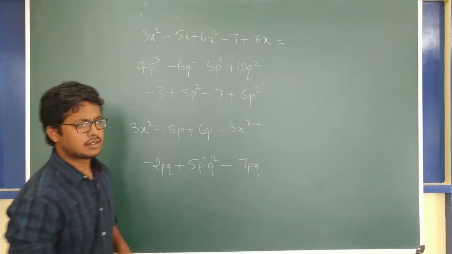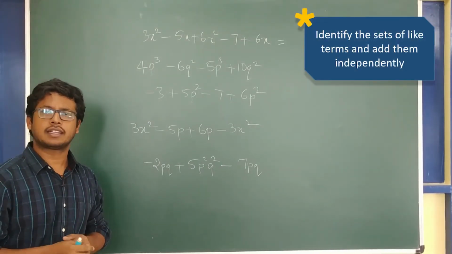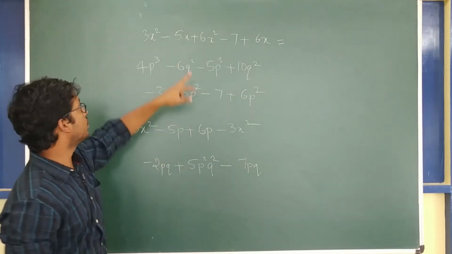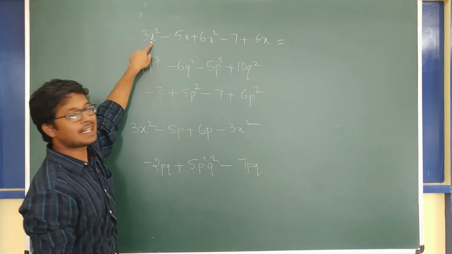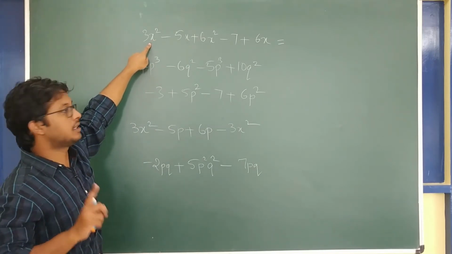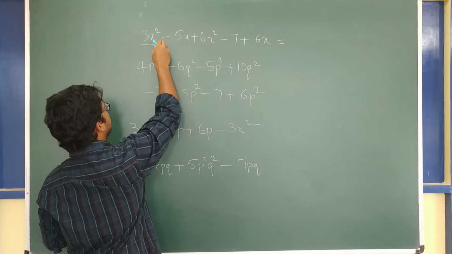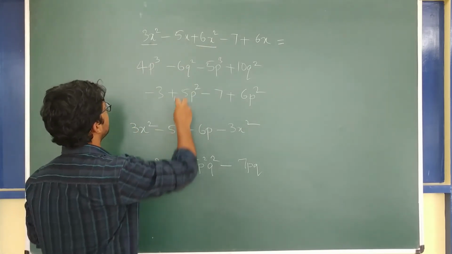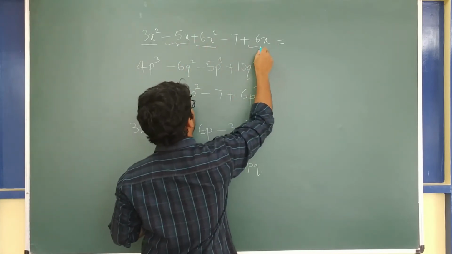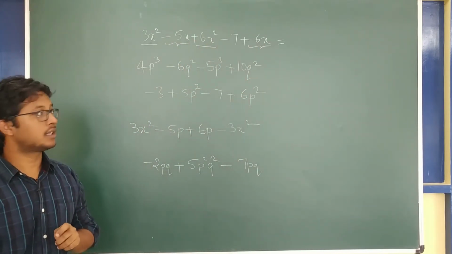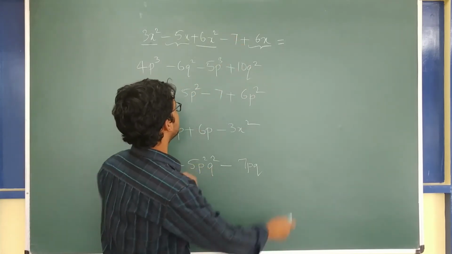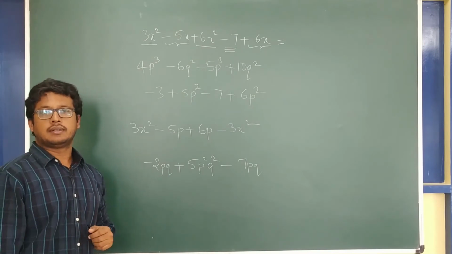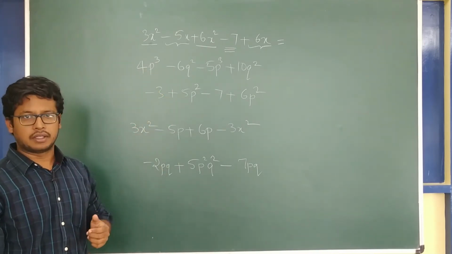Let's take this one. First identify how many sets of like terms we have. If you see, we have 3x square and 5x. They are unlike terms, although x is the variable here, because here x is the variable and here x square is the variable. So they are not like terms. Therefore 3x square and 6x square is one set of like terms, and then we have minus 5x and plus 6x, which is another set of like terms. And this minus 7 does not have any variable, so this is the third term that we have.